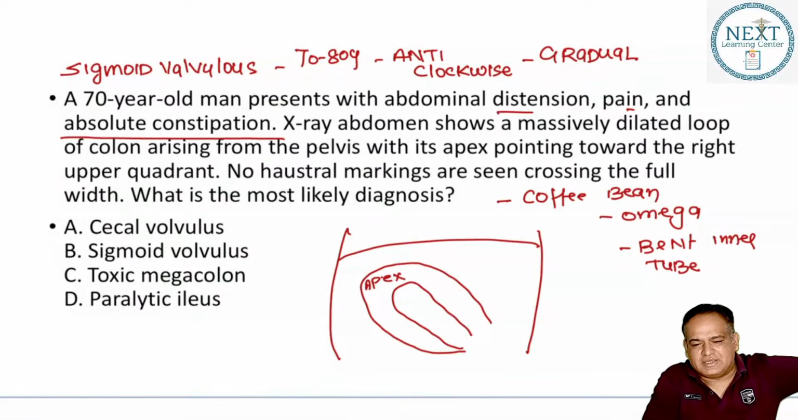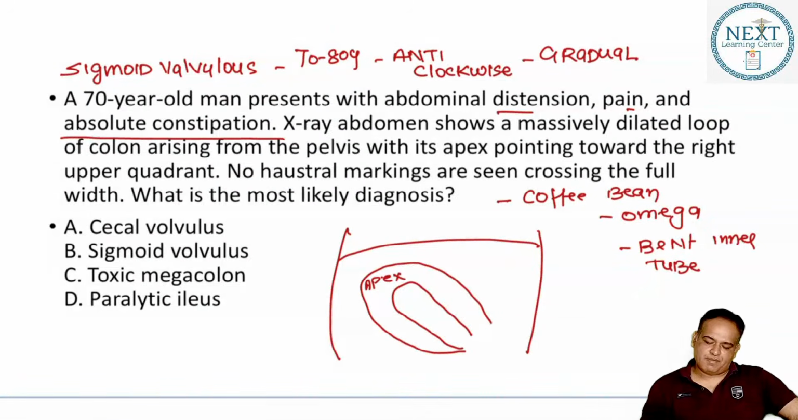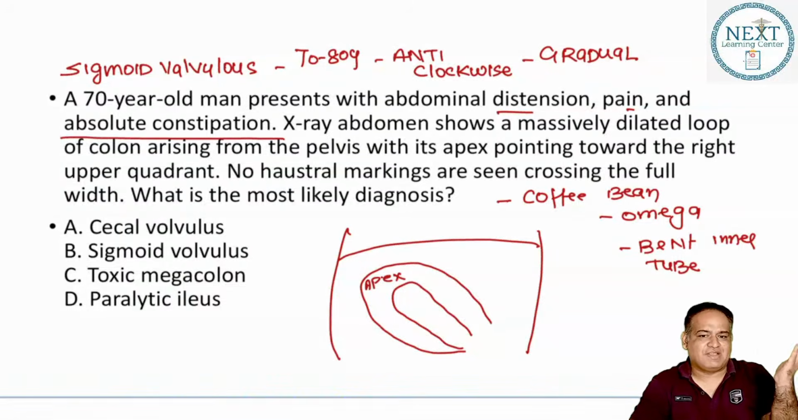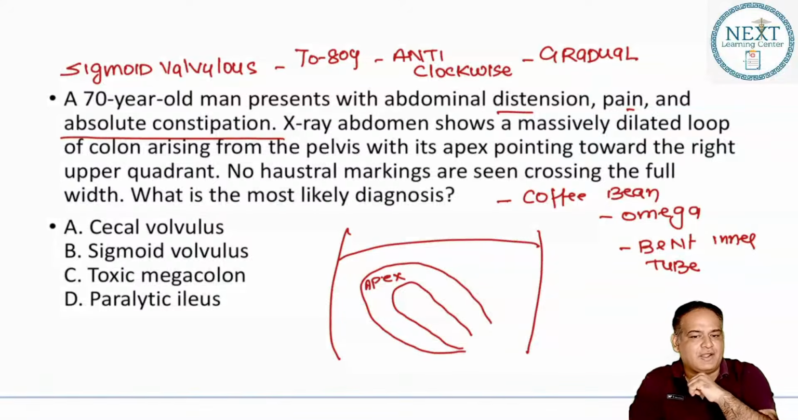Kidney bean, that's more specifically called the embryo sign, right? In cecal volvulus, yes, of course, it is called the embryo sign. In cecal volvulus, everything will be opposite. The apex will be on the left side.